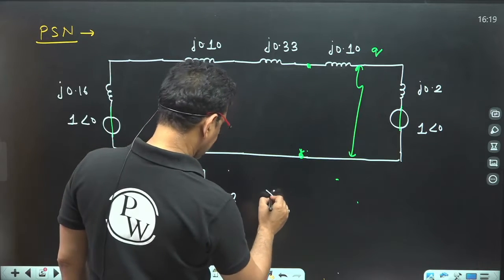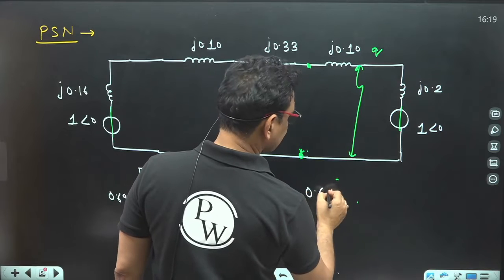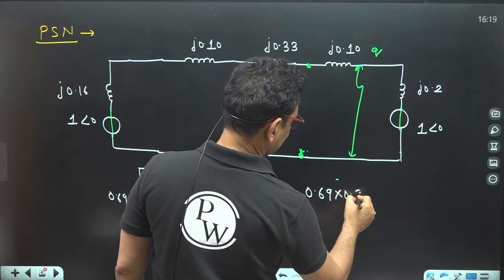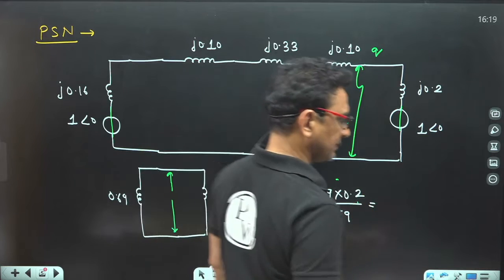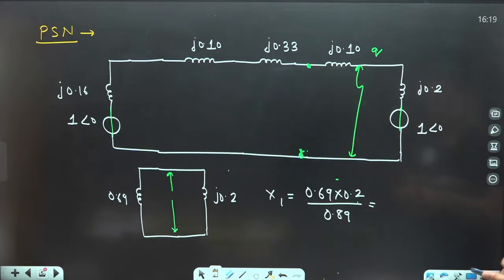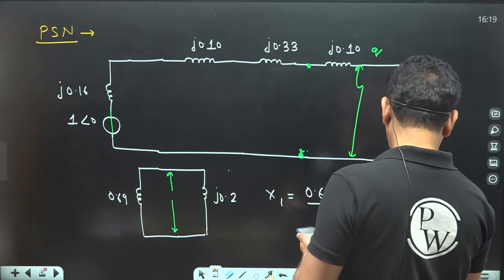So X1 will be 0.69 into 0.2 divided by 0.89. 0.69 into 0.2 divided by 0.89 is 0.155. Clear?